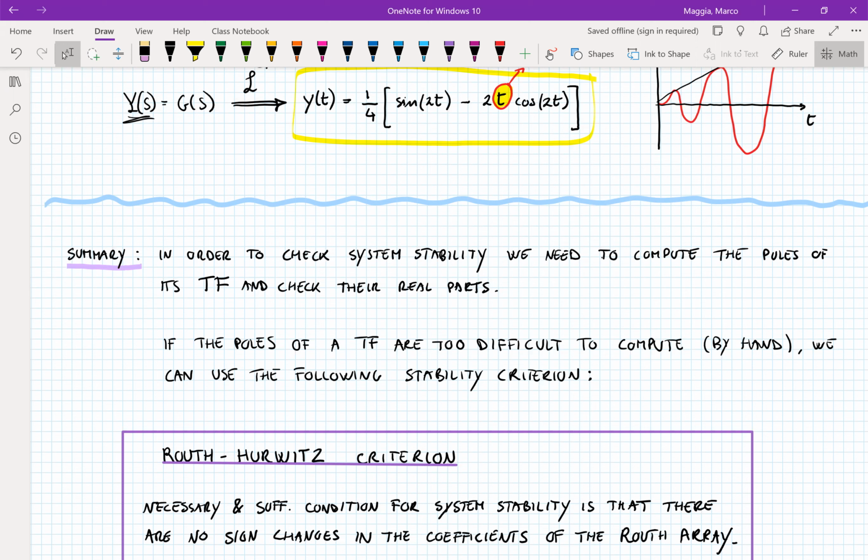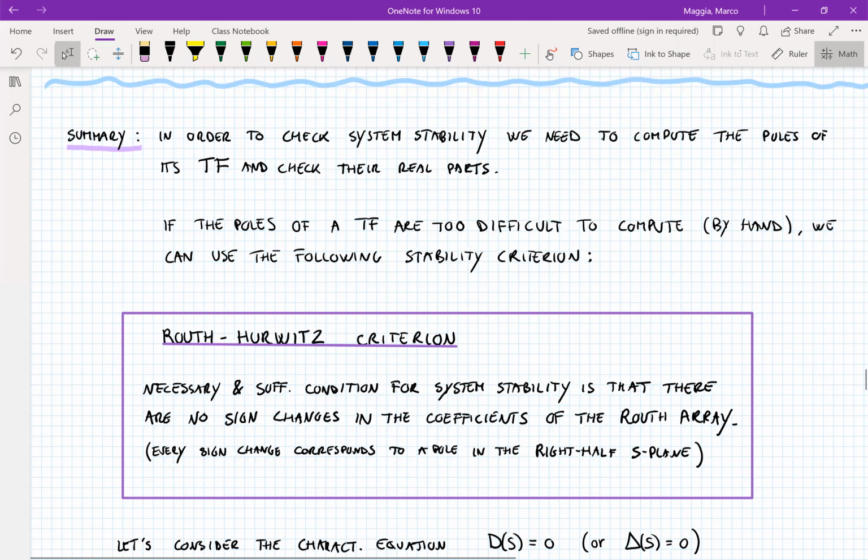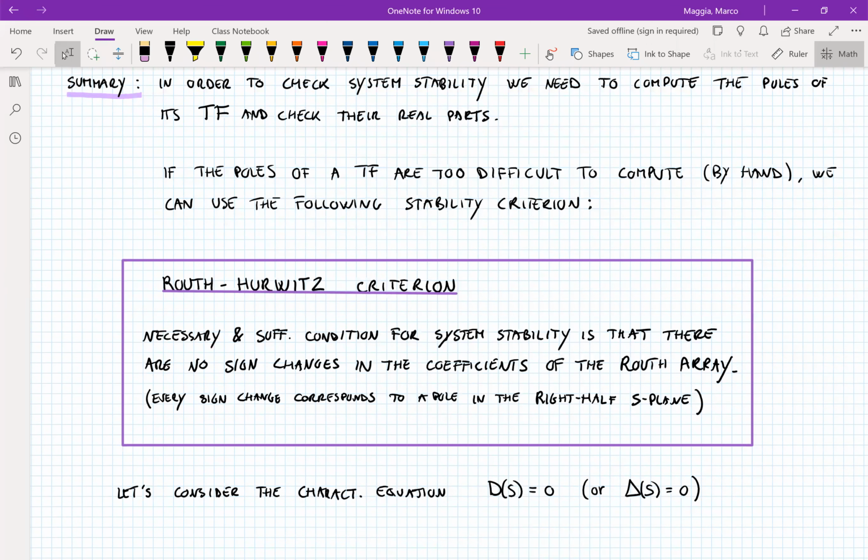So this alternative criterion to check the stability of a system was developed by Routh and Hurwitz, and so it is known as the Routh-Hurwitz criterion. This is an alternative criterion to check the stability of a system without having to compute the poles of the transfer function of the system. And this might look longer, but it's actually much simpler.